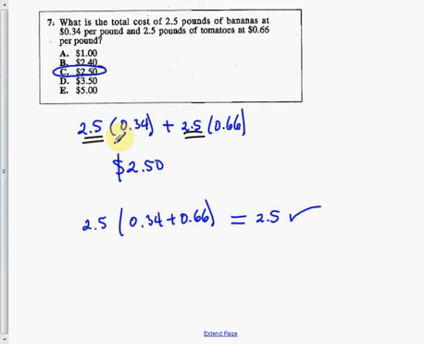That's called factoring, and the backward version of that is the distributive property, right? Because if I distribute 2.5 to 0.34, I get 2.5 times 0.34. Distribute the 2.5 to 0.66, I get 2.5 times 0.66. That's the distributive property.